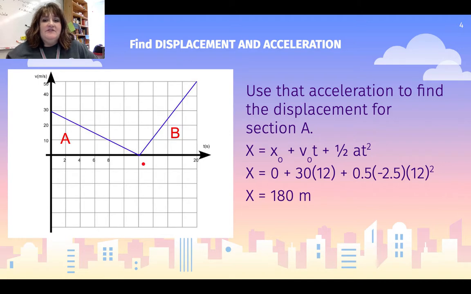Using that acceleration, you can now find the displacement using kinematic 2, where the v naught again was 30, time was 12 seconds, and the acceleration you just found was a negative 2.5. This gives you 180 meters as the displacement.